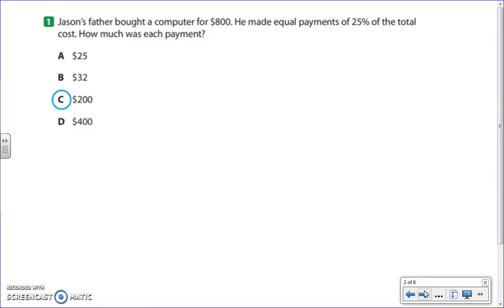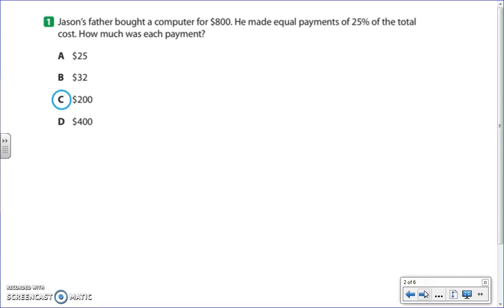The first question says that Jason's father bought a computer for $800. He made equal payments of 25% of the total cost. How much was each payment? Okay, so there's a lot of ways we can attack this problem. When I see the percent stuff, I think immediately of double number line, dividing it into 10% increments. That's one strategy that we've used.